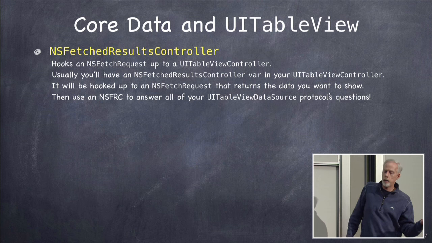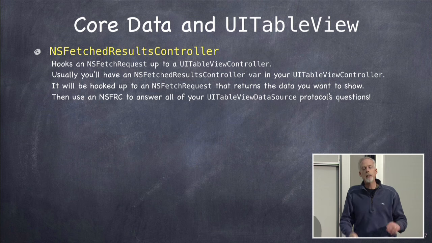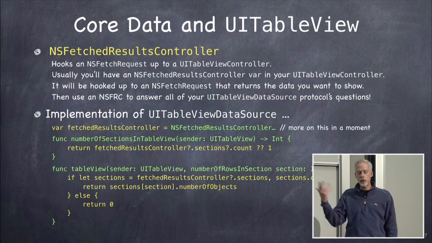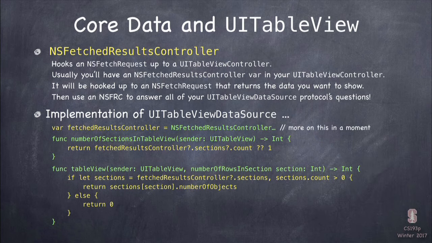The other way that the NSFetchedResultsController works is that it provides implementation for all of your UITableViewDataSource methods, right? Because the contents of your table are coming out of the database, NSFetchedResultsController lets you answer all of them: how many sections, how many rows in a section, all that stuff. In fact, this is what it looks like. This is the implementation that you're going to put into your controller when you have a fetched results controller.